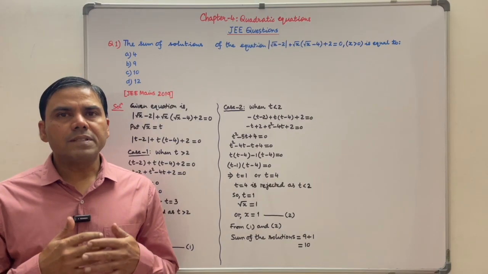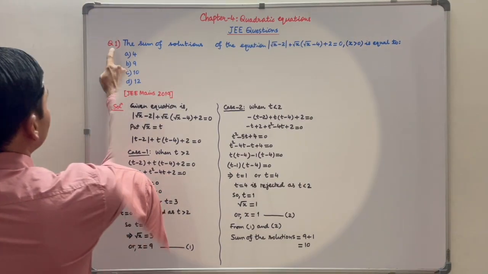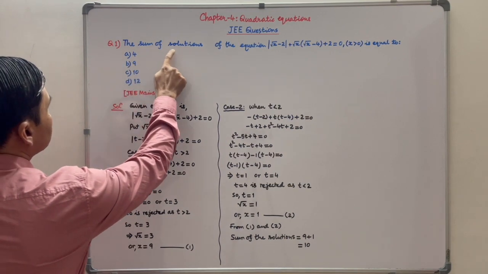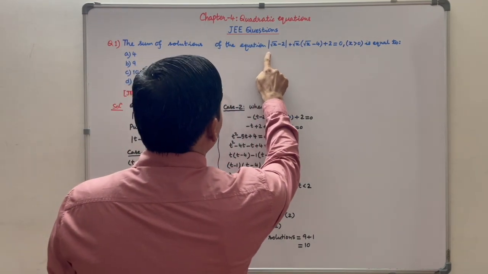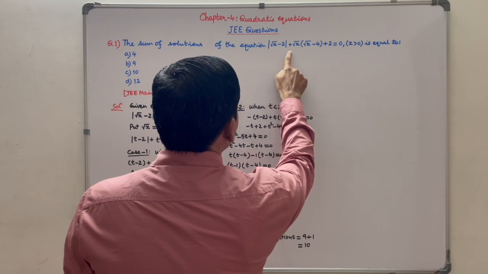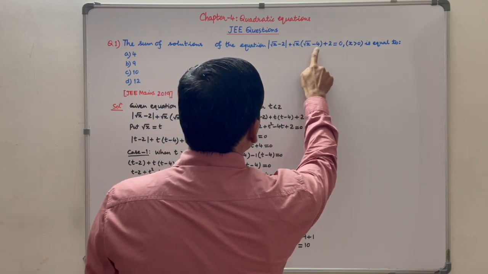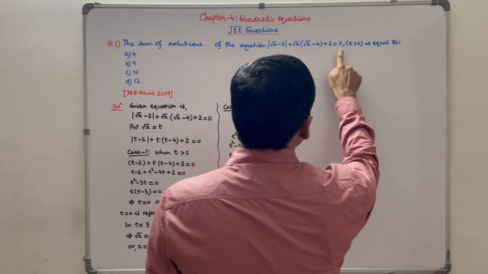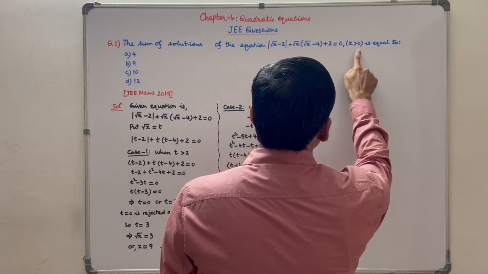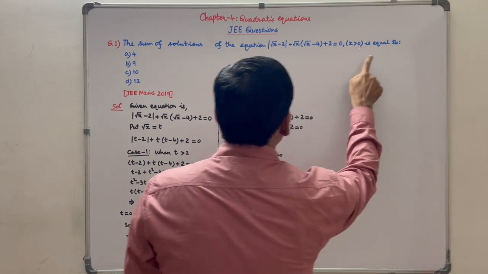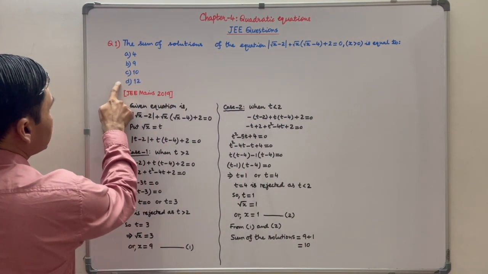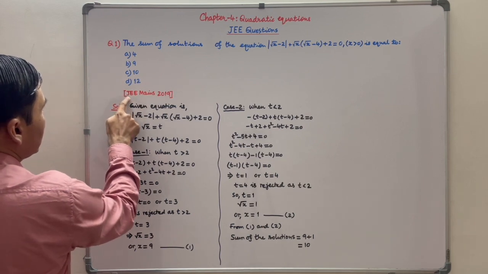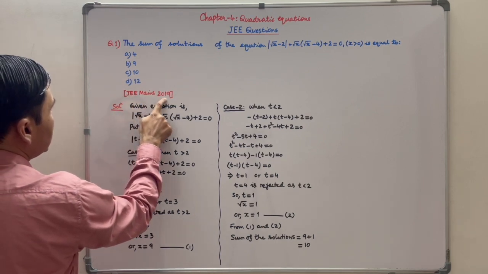Let us solve previous year's JEE questions. First question, the sum of solutions of the equation mod root x minus 2 plus root x into root x minus 4 plus 2 is equal to 0, where x is greater than 0 is equal to. These are the options given. This question was asked in JEE Mains 2019.